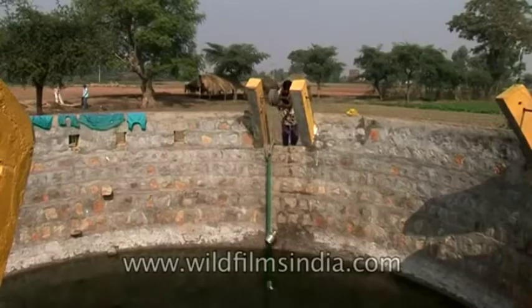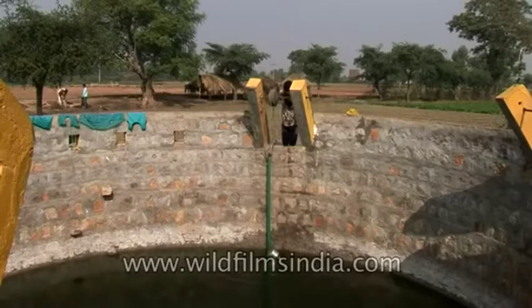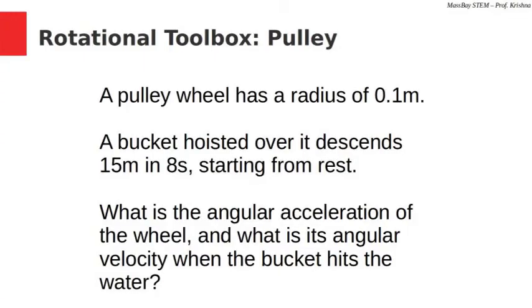Sometimes in a rotational puzzle, we will be given quantities in linear terms. We need to convert these into rotational terms before we can solve the puzzle. Consider this puzzle. A pulley wheel has a radius of 0.1 meters. A bucket hoisted over it descends 15 meters in 8 seconds, starting from rest. What is the angular acceleration of the wheel, and what is its angular velocity when the bucket hits the water?